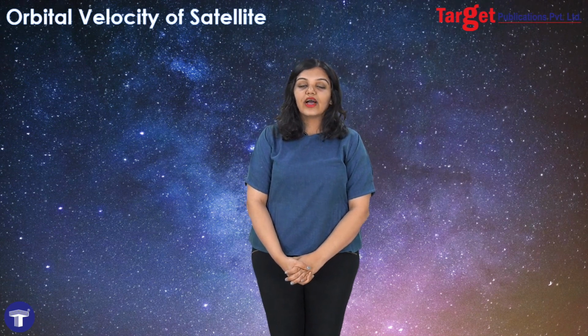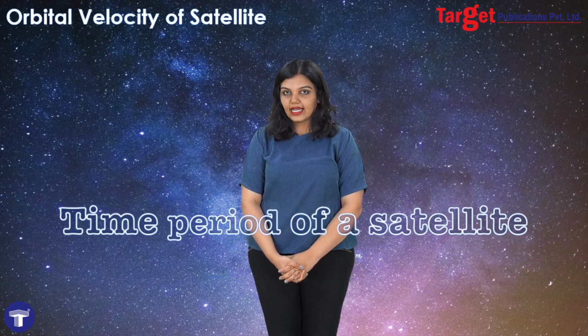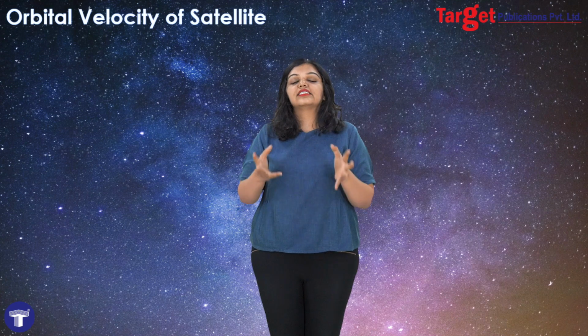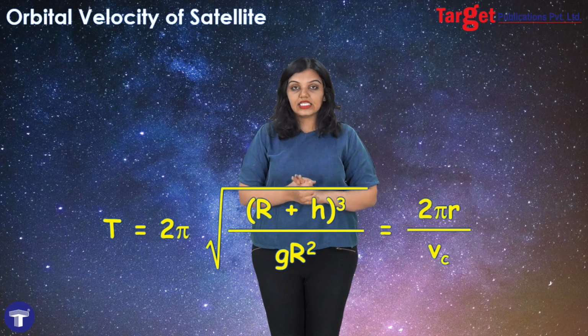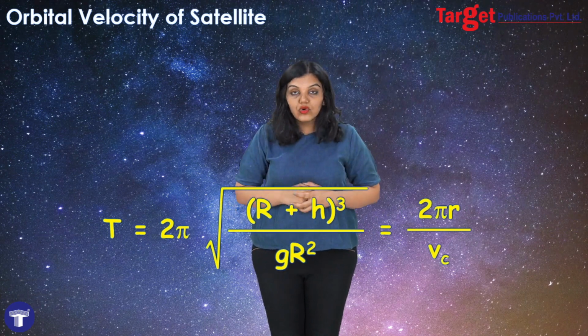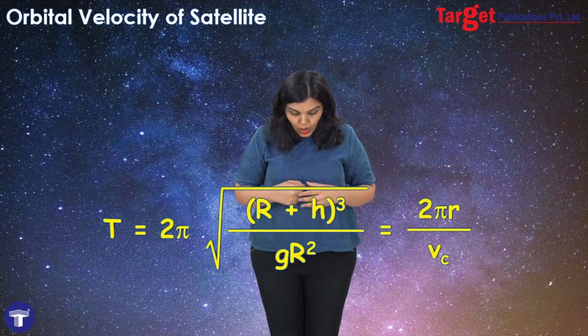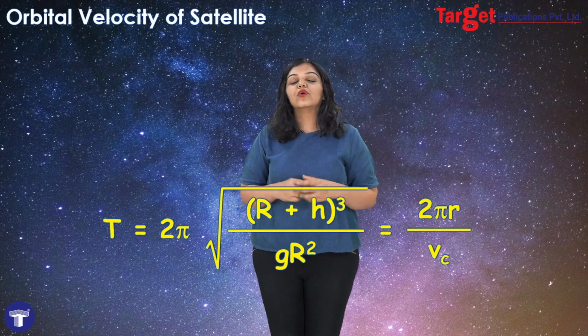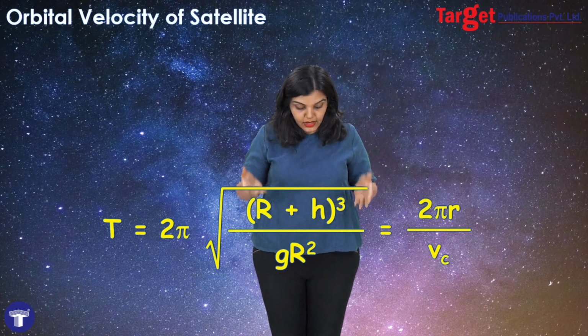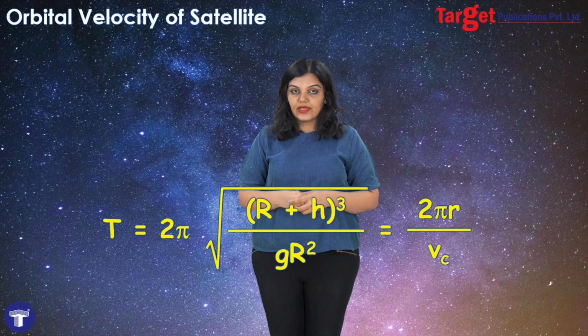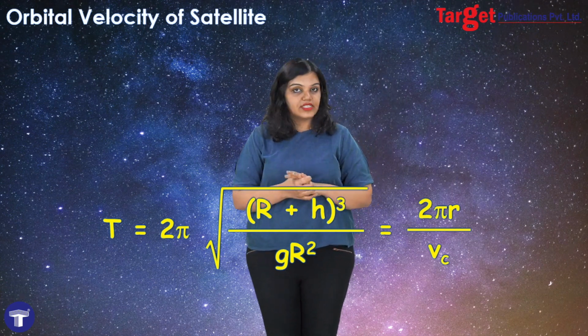Finally, we can also define the time period of a satellite. The time period of a satellite is nothing but the time it takes to complete an orbit around the Earth, and it is given by T = 2 pi root((R + h)^3 / (g R^2)), which is equal to 2 pi R divided by the critical velocity Vc. So this is the time period of the satellite.